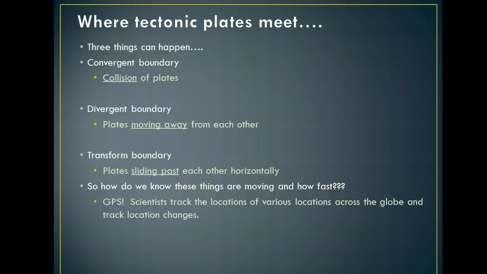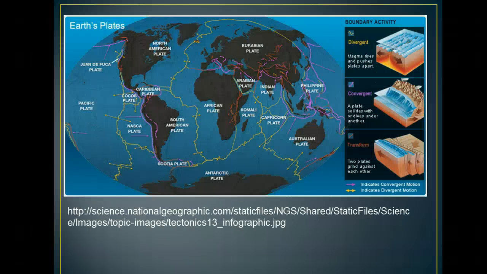So how do we know that these things are actually moving, and how fast are they moving? Well, we know that thanks to GPS. Scientists can track the locations of various plates across the globe and track their location changes. They have little GPS stations, and they track the movement of them as the years go. Some of them are moving faster than others. Some of them are moving one direction. Some are moving in an opposite direction. So that's how they figure that out.